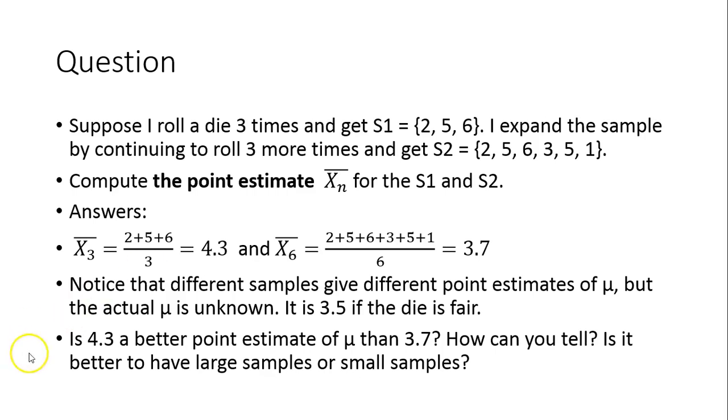Okay. Now, is 4.3 a better point estimate of mu than 3.7? Which one is better? How can you tell? Is it better to have large samples or small samples? Okay. Well, I'll tell you what.